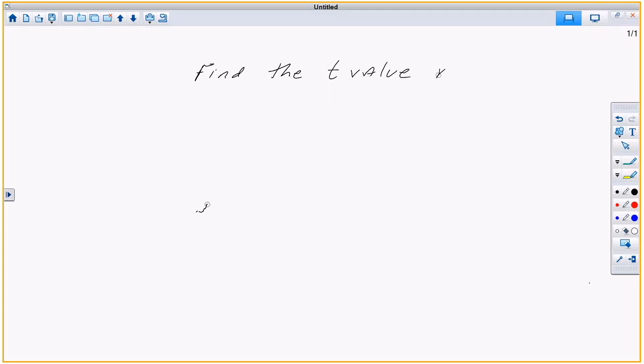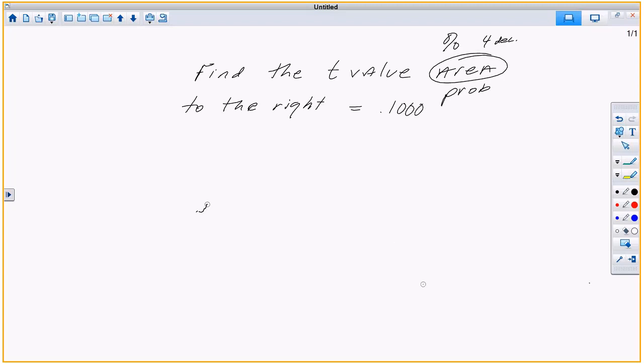Find the t-value area. Area, remember, area under the curve could be a percent, 4 decimal points, probability. All those are the same number for area, just like in chapter 7. Find the value with area to the right equal to 0.1000, 10%, at 15 degrees of freedom.